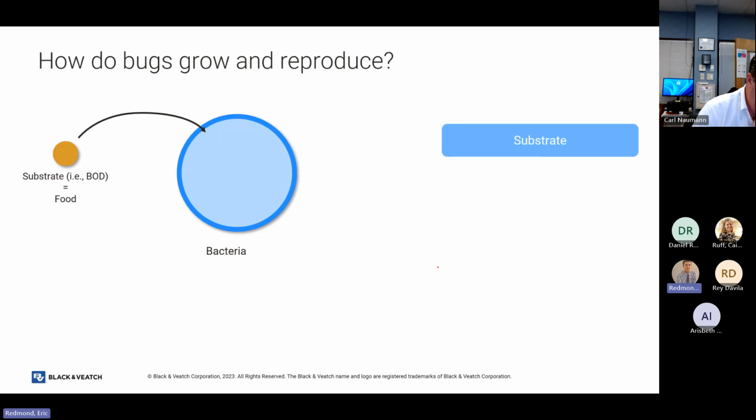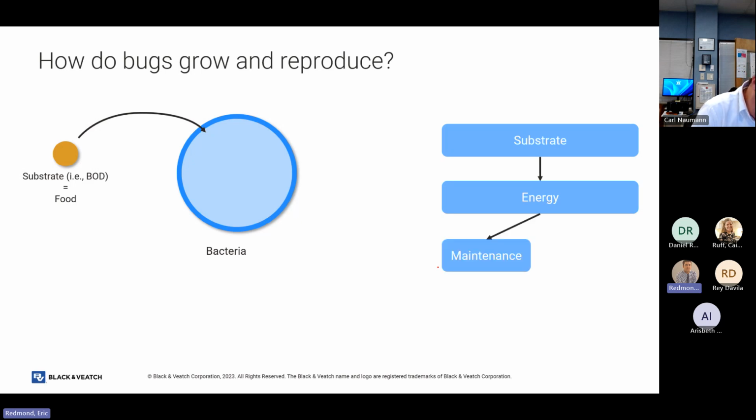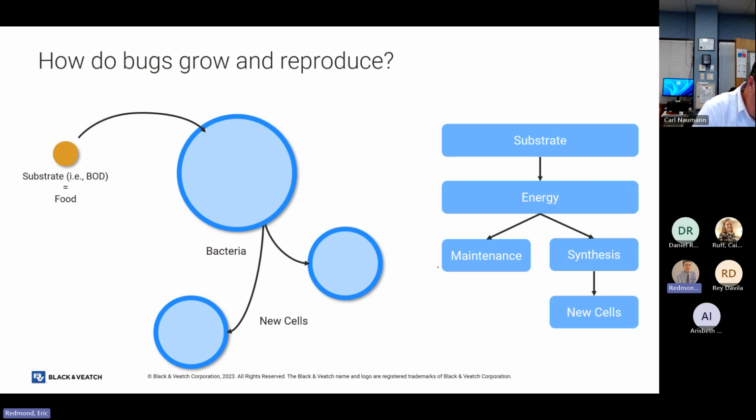Our bacteria take that BOD and use it, converting it to energy essentially. With that energy, similar to how we maintain our bodies by intake of food, they're maintaining their bodies, performing cell maintenance. The first thing they do with energy is cell maintenance to make sure they can survive. Then with enough energy, they do something called synthesis, where they reproduce more cells.